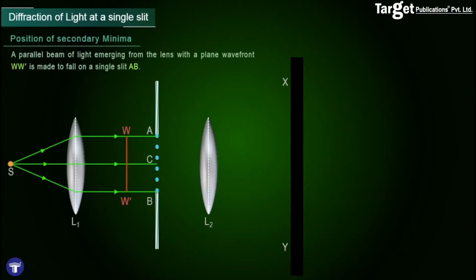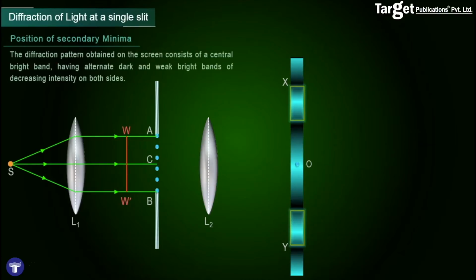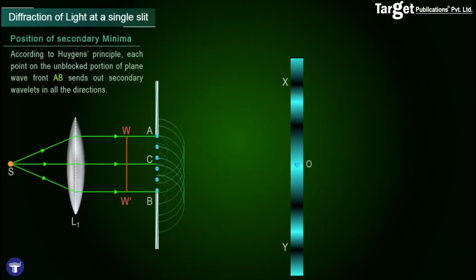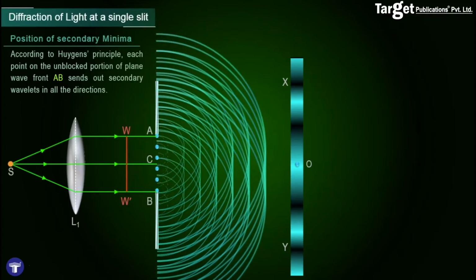Now we know that every single point on the slit AB will produce secondary waves. What we want is to focus the diffraction pattern on the screen, and for this we are using the lens L2. So L2 is doing nothing but focusing the diffraction pattern on the screen, and we know that the diffraction pattern obtained has a single central bright band and alternate dark and weak bright bands of decreasing intensity on both sides.